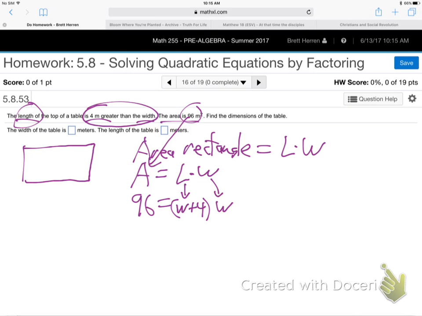So now there's just one letter, W. So now we can go ahead and distribute. We get W squared plus 4W. 96 is W squared plus 4W. So we get to there.